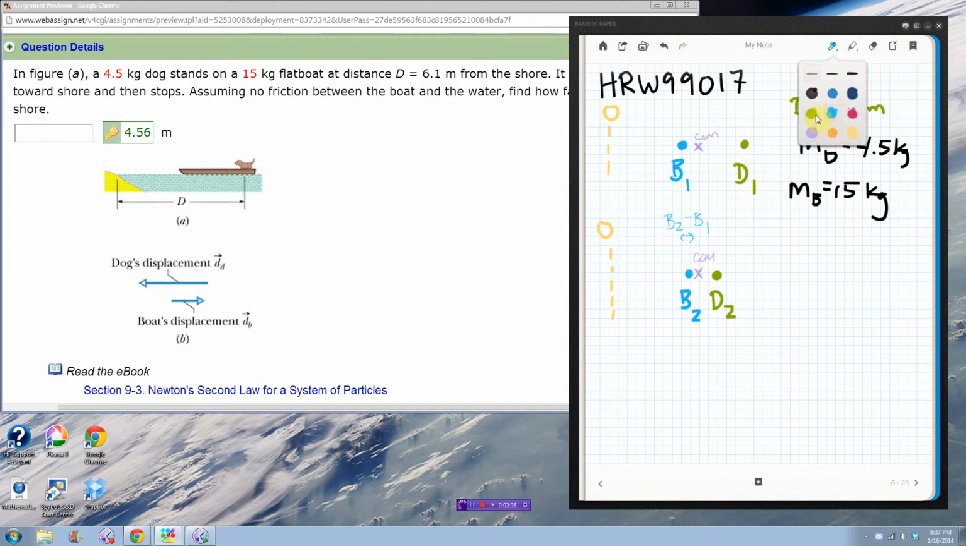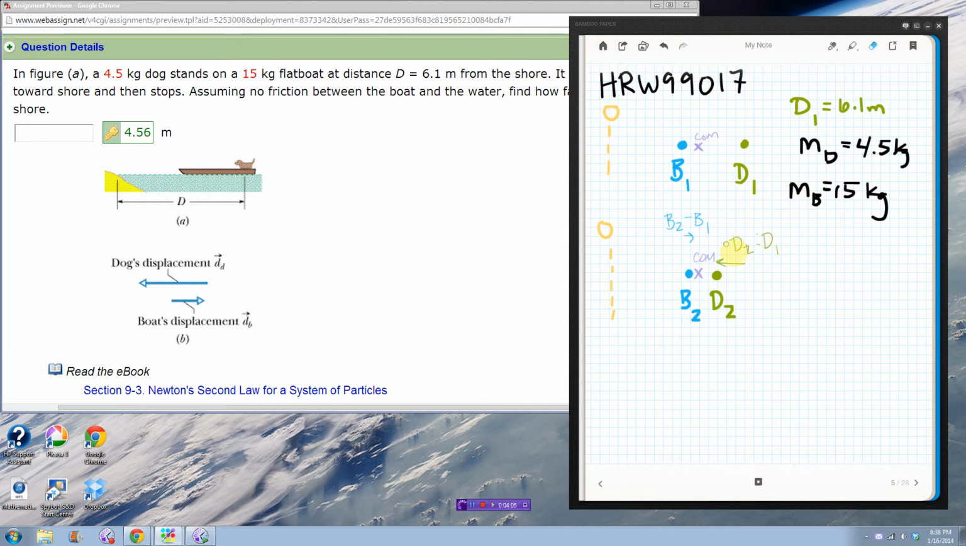The dog also moved. It moved from about here to here. So that would be, what is that? That's D1 to D2. So the change is D2 minus D1. Actually, I shouldn't have made this a double-sided arrow. It moved to the right. So there we go. Okay.